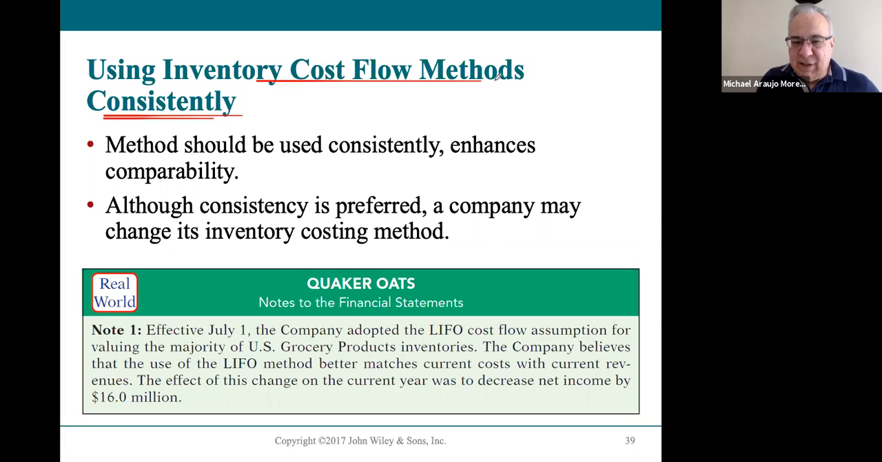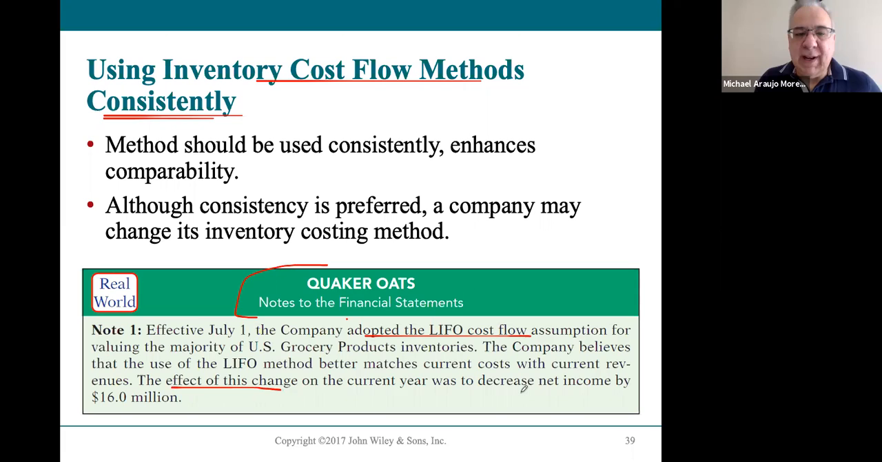They can, on occasion, decide to change their cost flow methods. In this case, this is an example of Quaker Oats deciding that they are going to adopt the LIFO cost flow assumption. They can do that, but the change is going to affect their financial statements, so they have to really think twice on that. And they have to be as consistent as possible.